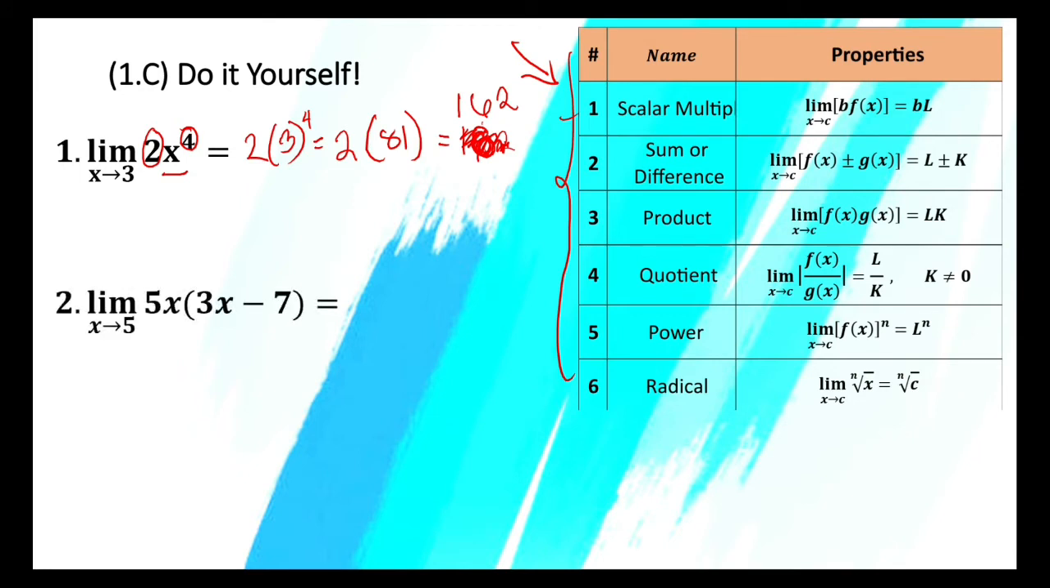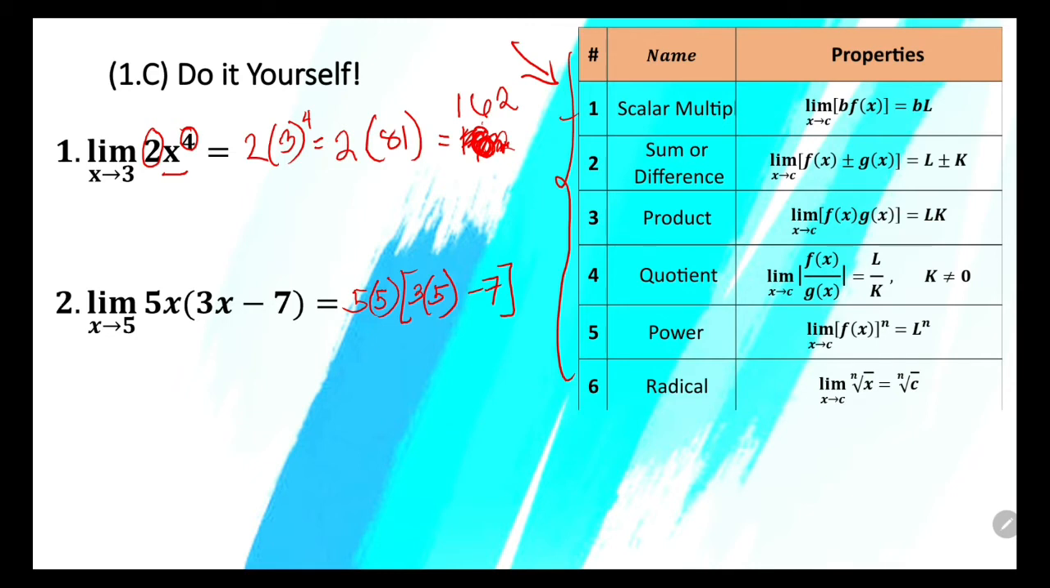Another example is the limit of 5x times 3x minus 7 as x approaches 5. Okay. So, mahalag din nato tanawan ng properties. If you can use the substitution method, you have the 5 times 5, okay, then 3 times 5 minus 7. Algebraic method means first evaluate what is inside the parentheses.